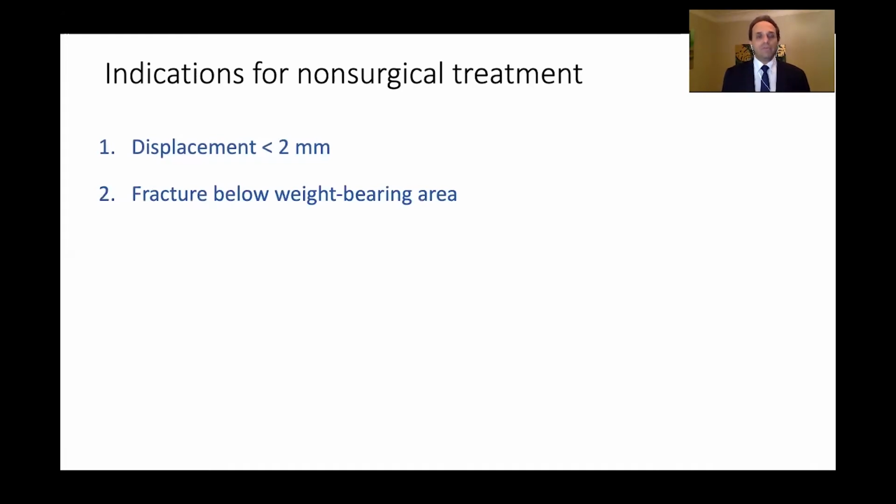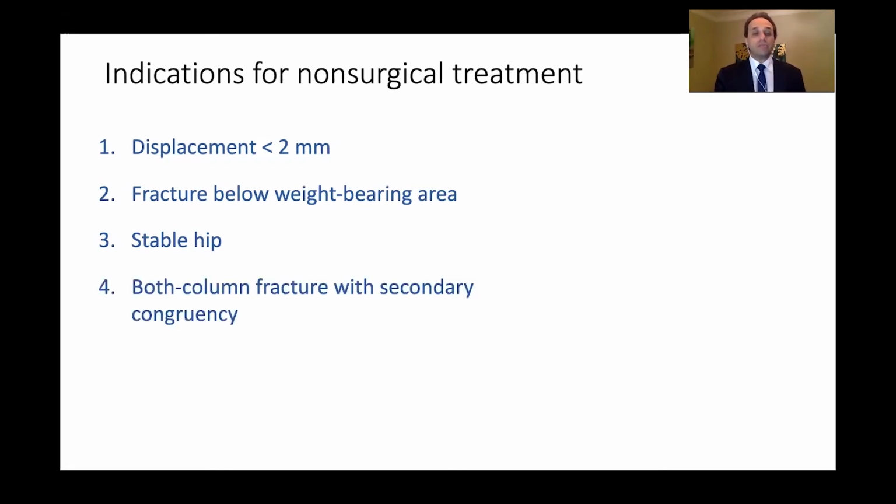So let's start with the conservative. Who is indicated for non-surgical or conservative treatment? A fracture displaced less than 2 millimeters, then it's not worth operating on it. Fractures below the weight-bearing area, like the infratectal. A stable hip with a very, very small posterior fragment, or a dislocated hip that is reduced and does not redislocate on examination under anesthesia.